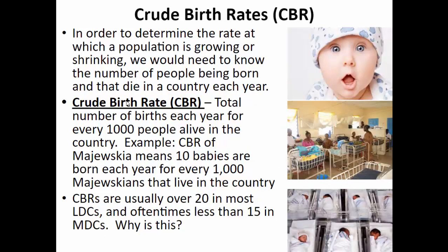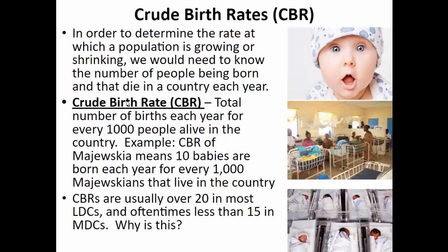So crude birth rate, first off. In order to determine the rate at which a population is growing or shrinking, we need to know the number of people being born and that also die in a country each year. And that's where CBR comes in. All right? Now, again, like I mentioned, CBR is the total number of births each year for every 1,000 people alive. And we already kind of talked about if it's a 10, that means 10 babies born for every 1,000 Majuskians living in that country.